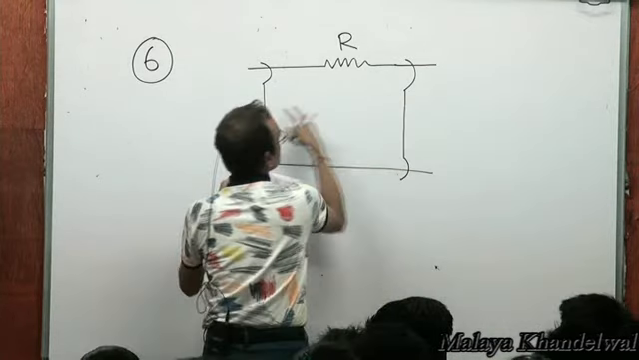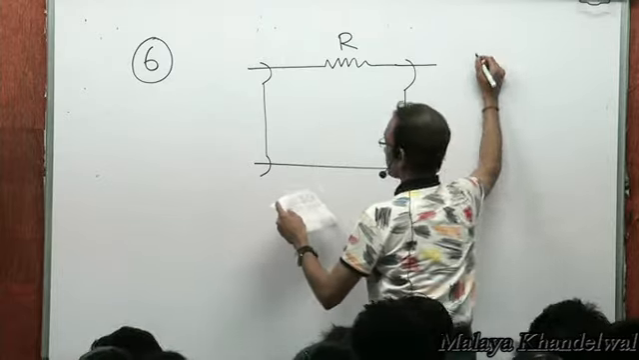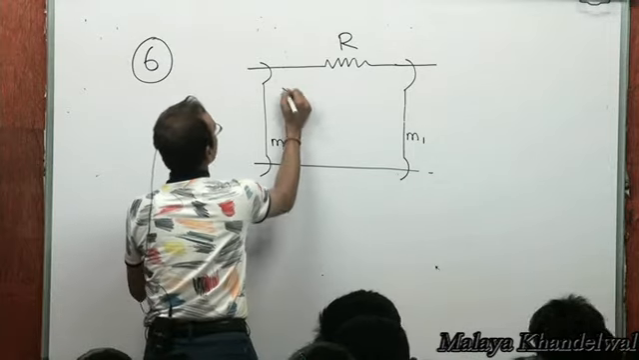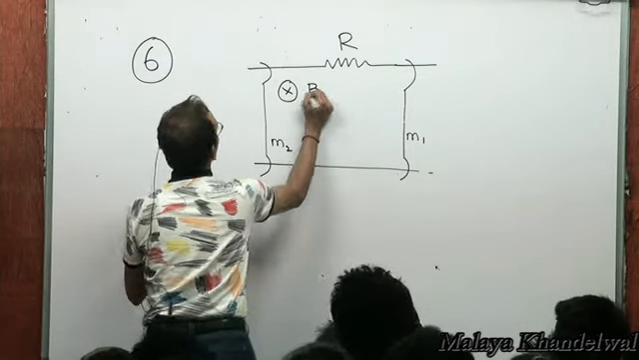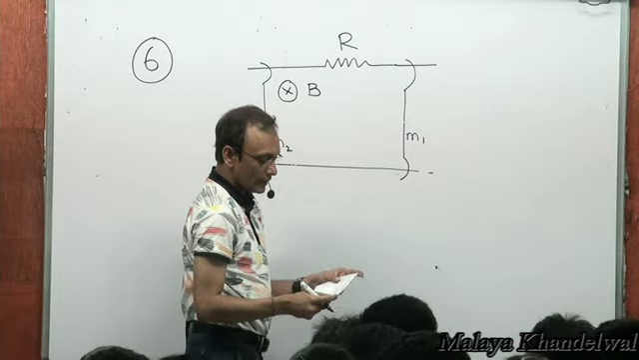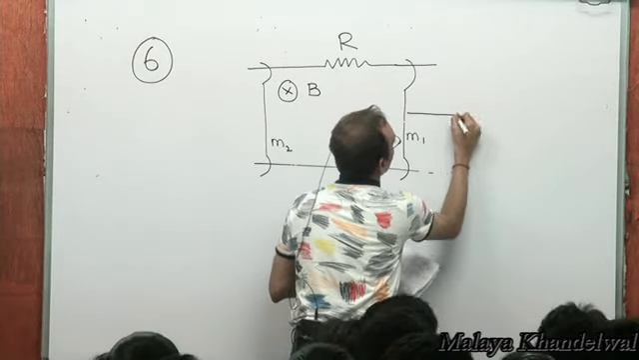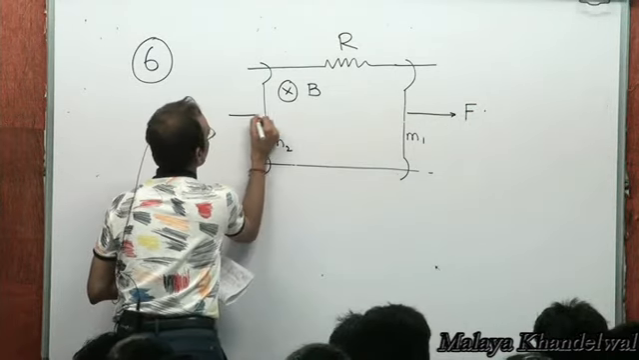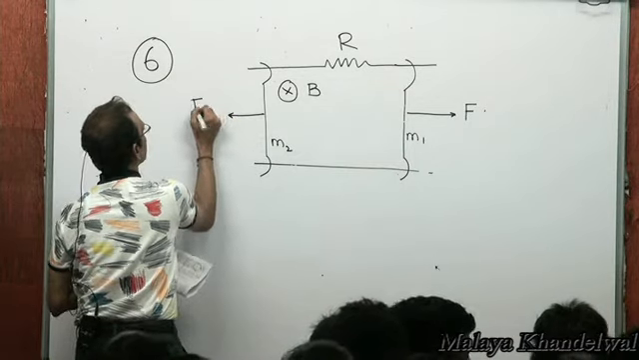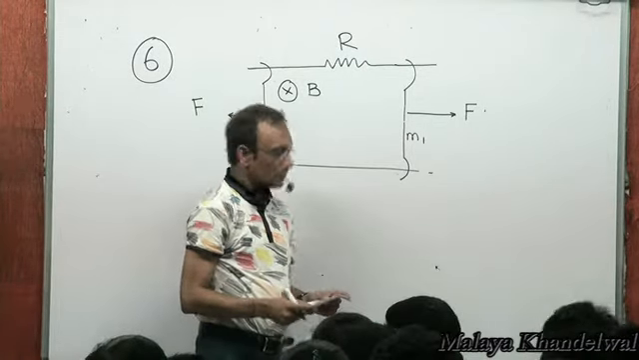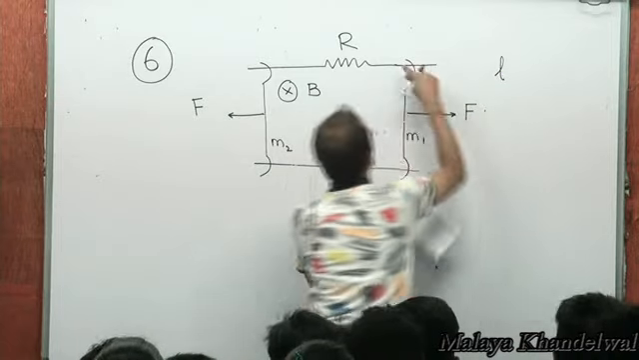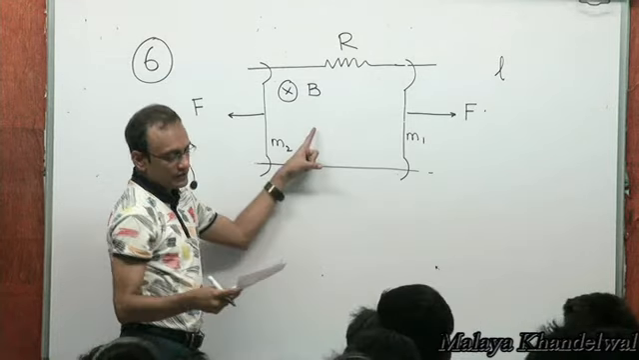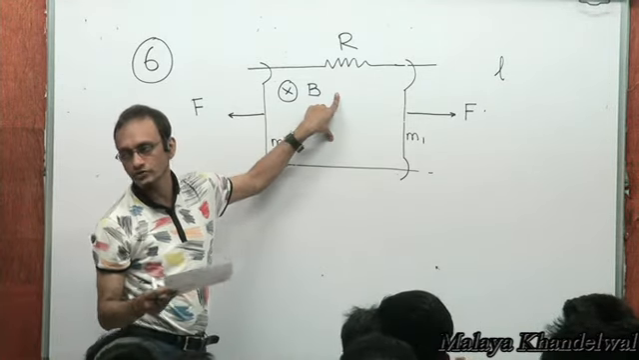So both these are moving connectors, this is mass M1 and this is mass M2, and this entire region is a magnetic field B going into the plane of the board, and the two connectors are pulled with a force F each. This is F to the left, right? This is F to the left. The length of each connector is L. Both these connectors are of length L. And we want to find the current in the resistor as a function of time.